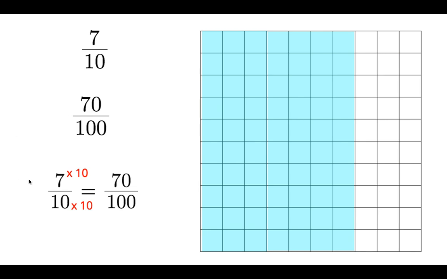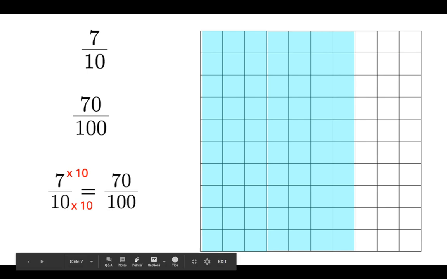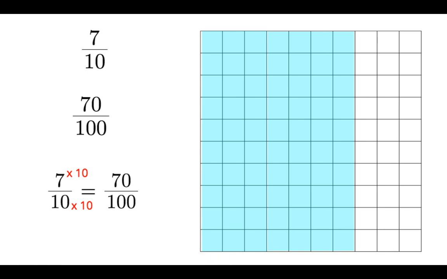Again, if you look at the equation below, to make an equivalent fraction from tenths to hundredths, we simply multiply the numerator and denominator both by 10. So for your practice problems, this is exactly what you're going to be doing. You're going to be making equivalent fractions from tenths to hundredths.